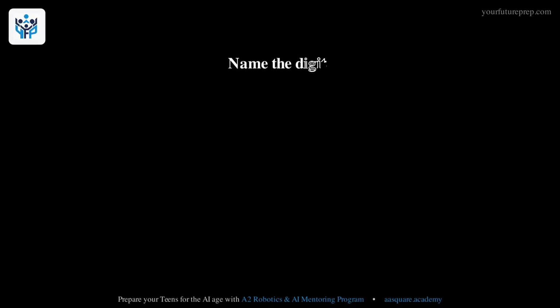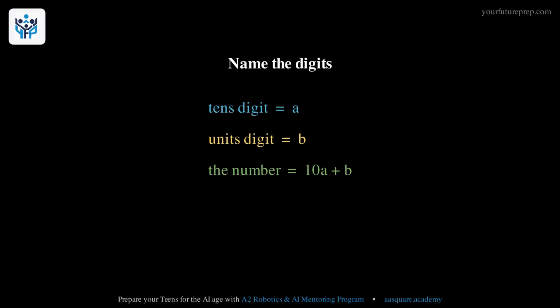Let's name the digits. Call the tens digit A and the units digit B. Then the number itself equals 10A plus B, because the tens digit is worth 10 times its value.